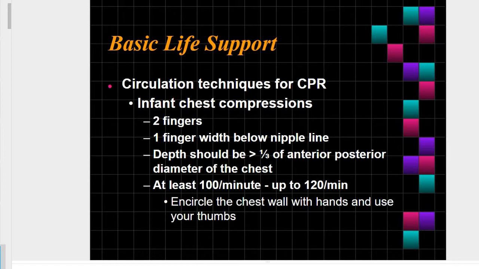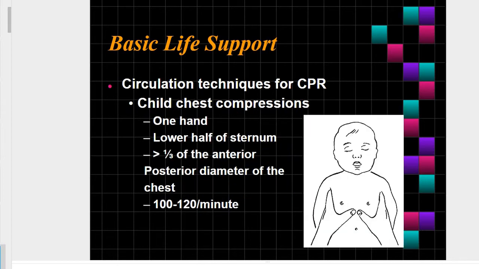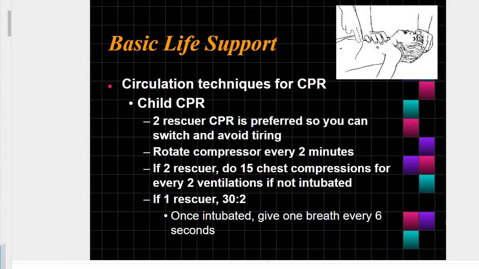Either way it goes, good compressions are mandatory for the survival of the child. So make sure that you're not just going the appropriate rate and the appropriate depth, but that you also consider using two rescuers for CPR so that you can switch every two minutes, to keep people from getting tired and compression depth and rate starting to suffer, so that the patient doesn't lose adequate flow through the cardiovascular system.